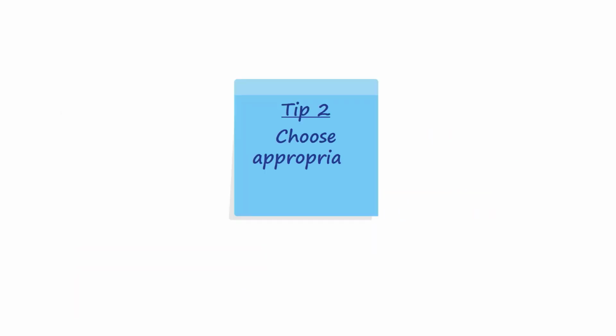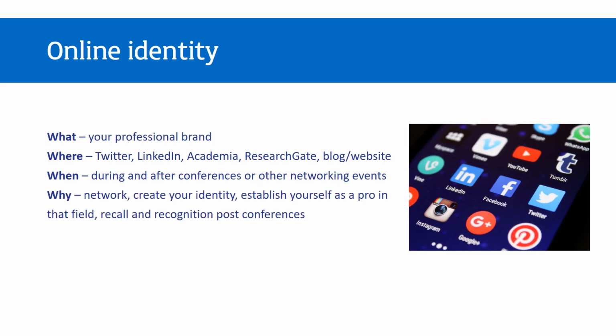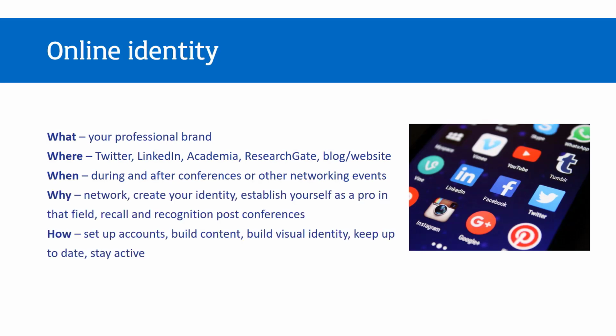Each site has its benefits, so it's important to use the right social media for your discipline. Consider the what, where, when, why, and how of your online identity. For example, to create a research presence online, I generally recommend having a website with your publications and conferences listed. When starting out, use LinkedIn and Twitter. As you progress, use Academia and ResearchGate. Each discipline will have specific sites that are useful for them.